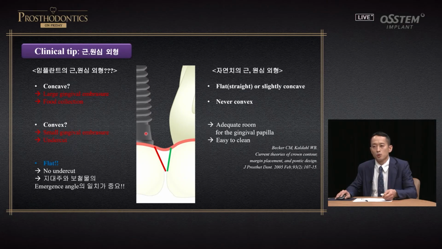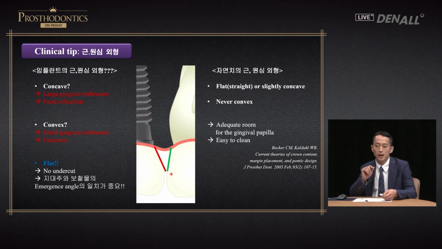The contour of implant abutment and prosthesis should be flat. This is best, and what is important is the emergence angle of the abutment and prosthesis. It needs to be similar. It needs to be naturally transitioned without undercut, hence the flat contour.